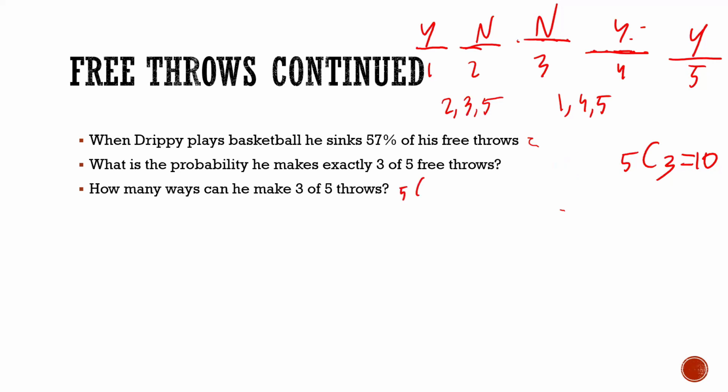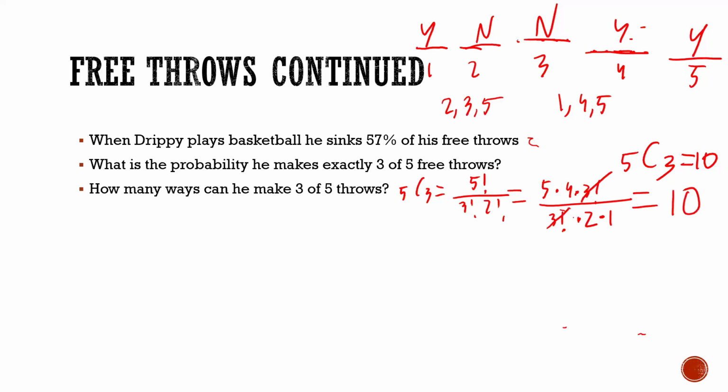So the answer is 5 choose 3. If you use the formula, this is 5 factorial divided by 3 factorial times 2 factorial. Everyone remember that for the combinations? So that's 5 times 4 factorial times 3 factorial over 3 factorial times 2 times 1, right? These 3 factorials cancel out. I have 5 times 4 divided by 2, which is 10.